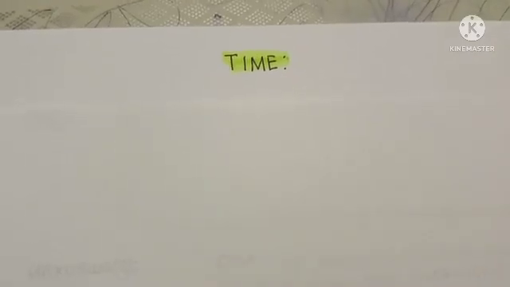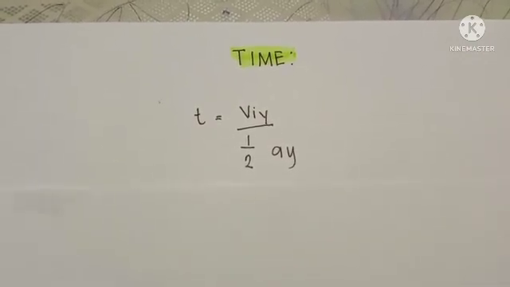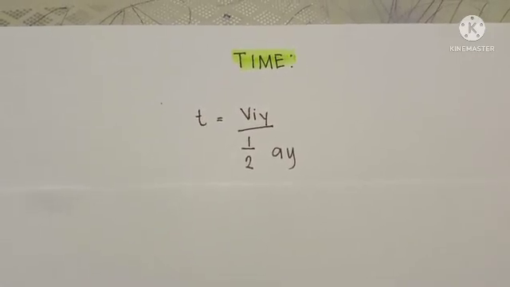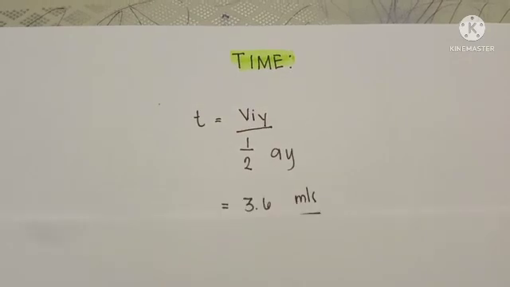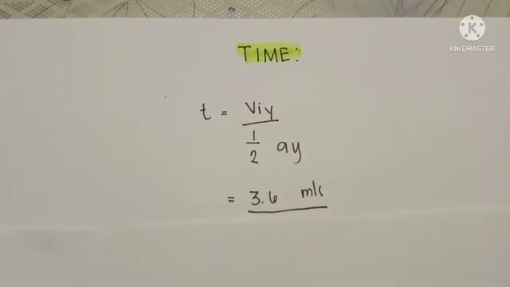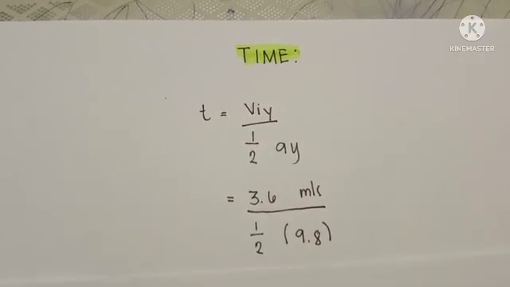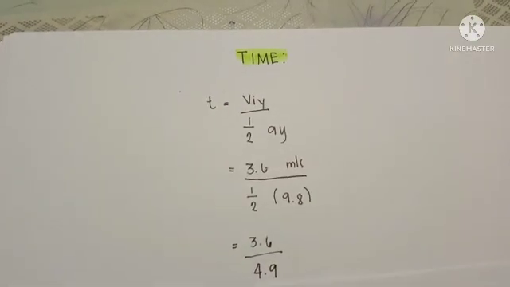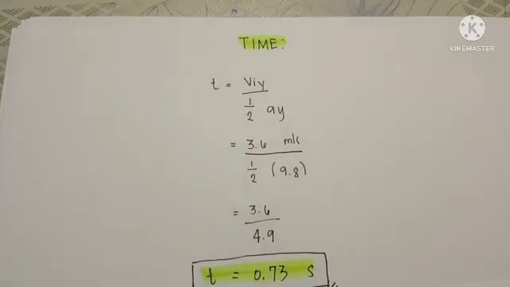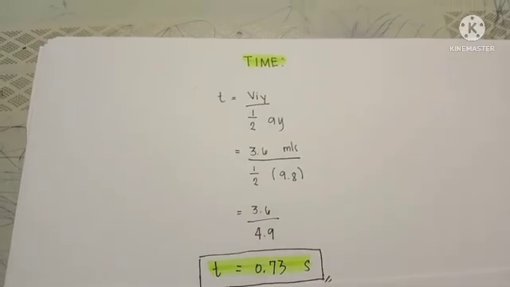And last, we are going to solve for the time. The formula that we are going to use is t is equal to the initial velocity in the vertical direction divided by one half of the acceleration in y. So our initial velocity in the vertical direction is 3.6 meters per second, and one half of our acceleration, 9.8, is 4.9. So 3.6 over 4.9, and our final answer is 0.73 seconds, and this is our time.